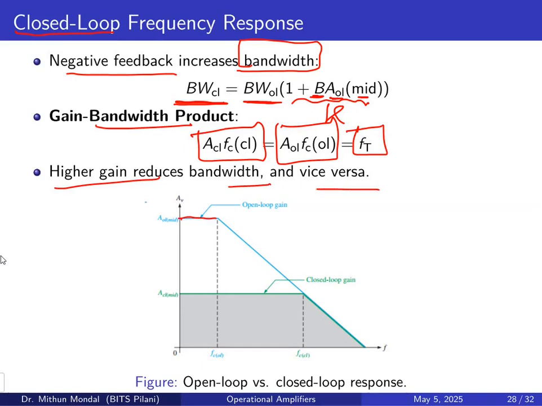So this part, whatever you are getting, is for the open loop in the mid frequency and then the high frequency. And here you will be getting for the closed loop. So what happened is that if you compare the open loop and the closed loop, for the closed loop the gain reduces, and the bandwidth increases, and vice versa.